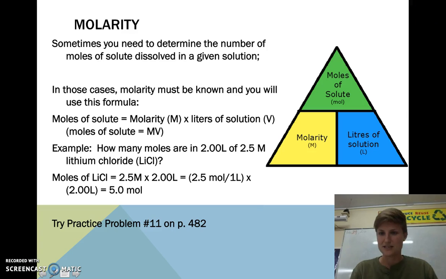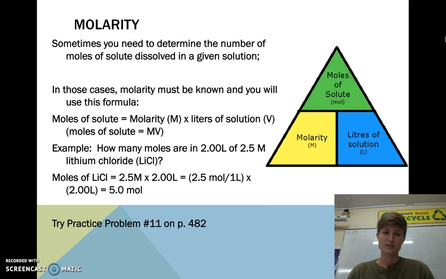Here's that diagram I was telling you guys about. You've got moles over liters will give us molarity. Sometimes you are given molarity, but you're asked to solve for moles. So you would just rearrange this equation, which we've done for you here. You want to find moles, and you have molarity times the liters of your solution, which we just give the symbol V, because it's a volume. So moles of solute equal MV.